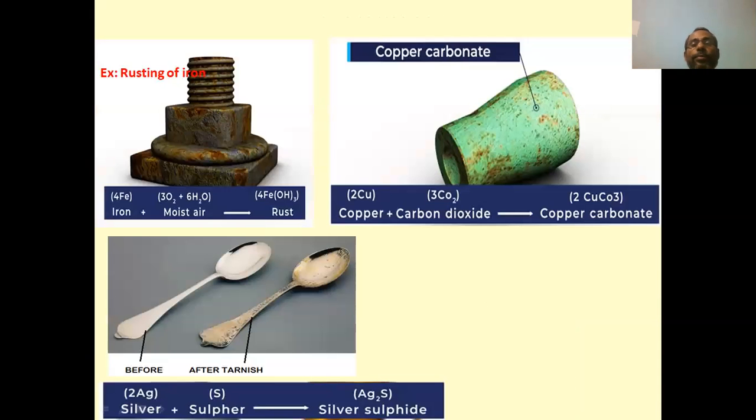Now some examples of corrosion, right? Rusting of iron here. What happens here when the pure metal is exposed to the atmosphere or its surroundings, which contain oxygen and water? Then it gives a compound, iron hydroxide, which ultimately goes to iron oxide, which is nothing but the rust, right?